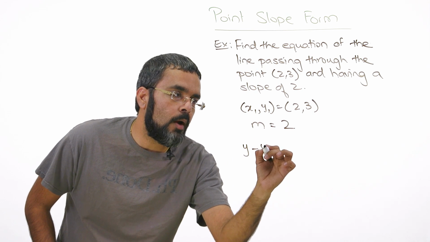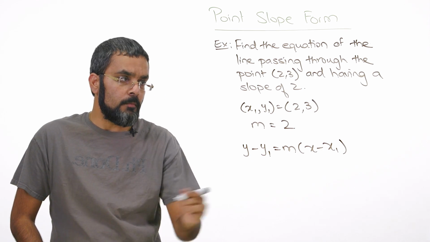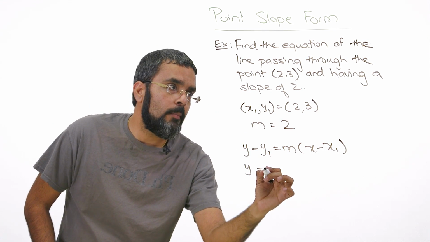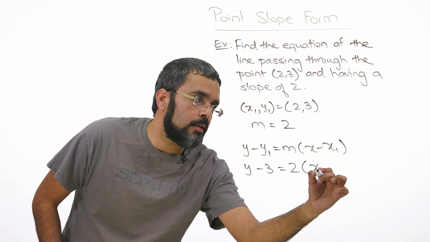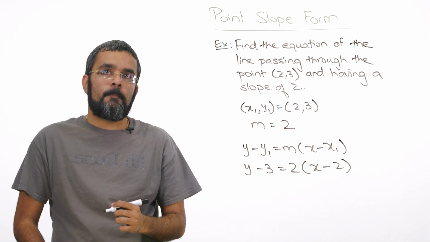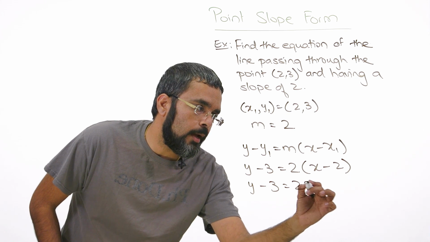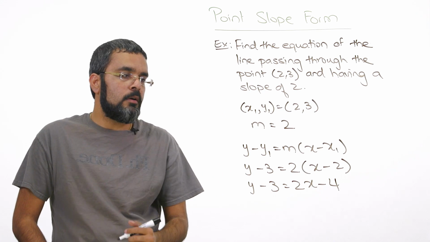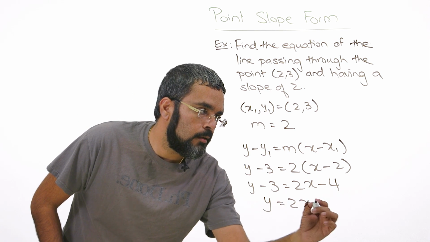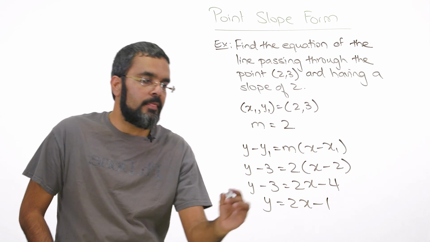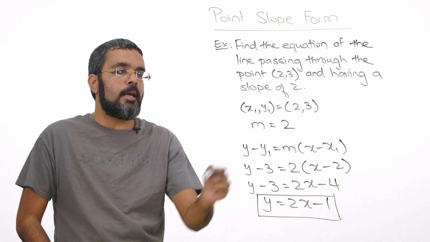I know that y minus y1 equals m times x minus x1. Let's go ahead and substitute the values. So I get y minus 3 equals m, which is 2, times x minus 2. Okay, so if we simplify, we get y minus 3 equals 2x minus 4. I'm going to add a 3 on both sides, so I get y equals 2x minus 1. And that is the equation of the line that passes through the point 2, 3 and has a slope of 2.